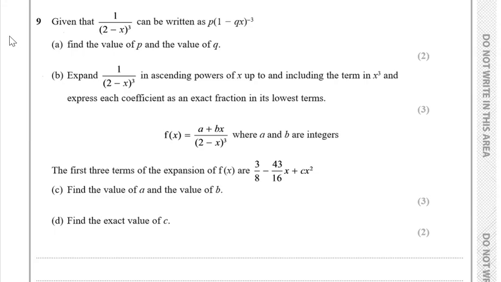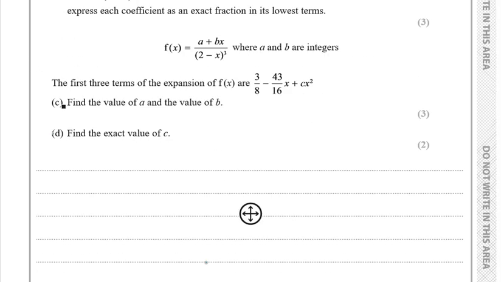This is question number 9 of January 2020 Paper-2R. So the question begins by saying that given that 1 by (2 minus x) cubed can be written in this form of p bracket 1 minus qx to the power minus 3, and we are asked to find the value of p and q here.